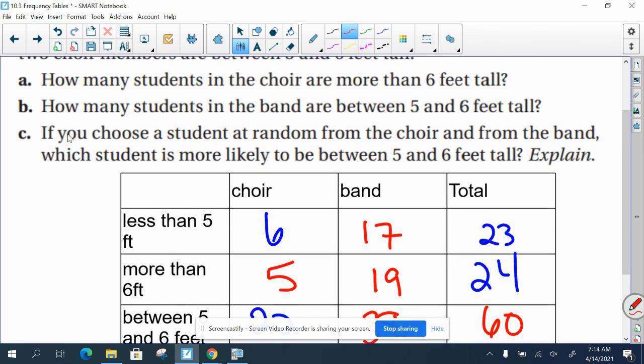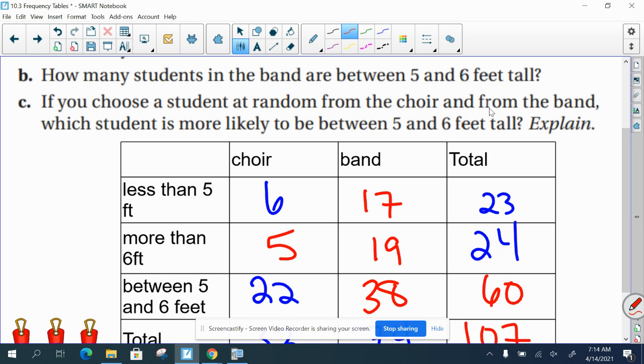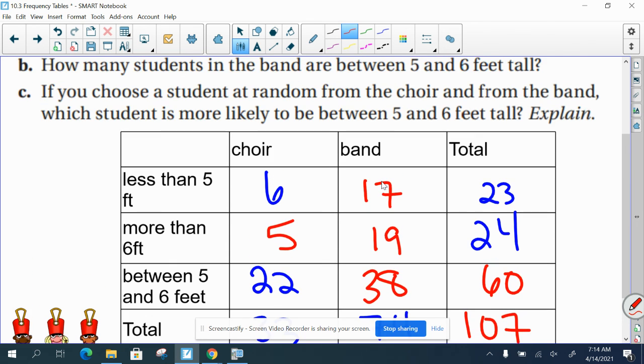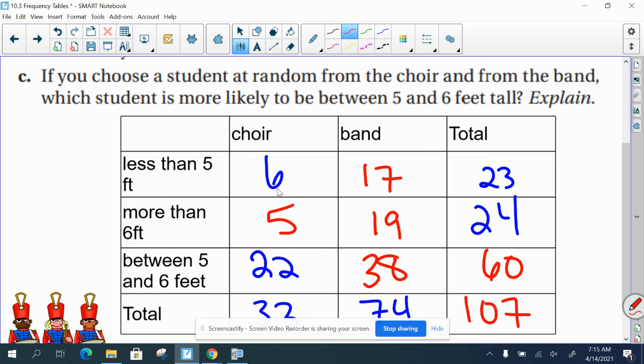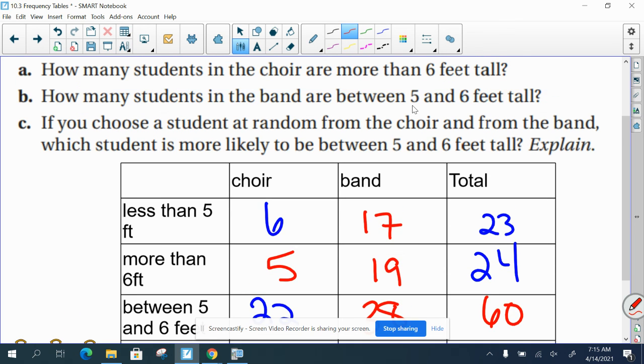All right, and then it says if you choose a student at random from the choir and from the band, which student is more likely to be between 5 and 6 feet tall? Well, that would be band, because there are 38 students in band who are between 5 and 6 feet tall, but only 22 in choir. So band.